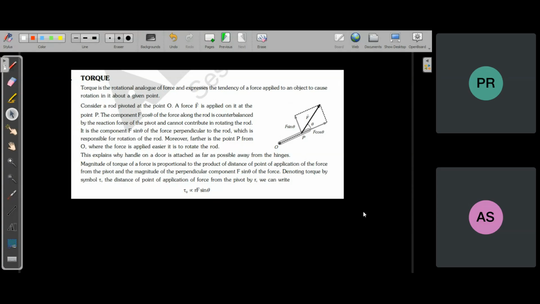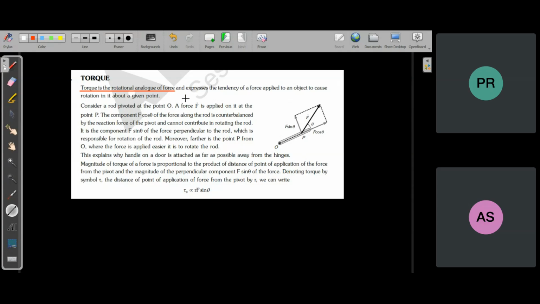in translational motion, we already studied that when force acts on a particle, it produces linear acceleration. Okay, so just like the force produces linear acceleration, similarly, torque produces angular acceleration. So torque is the rotational analog of the force. So the role that force plays in translational motion, similar role is played by torque in rotational motion.